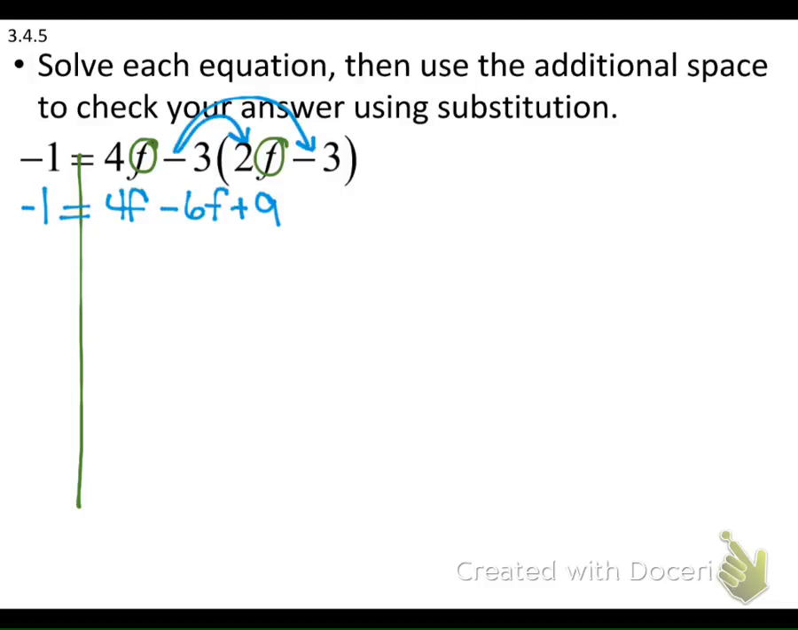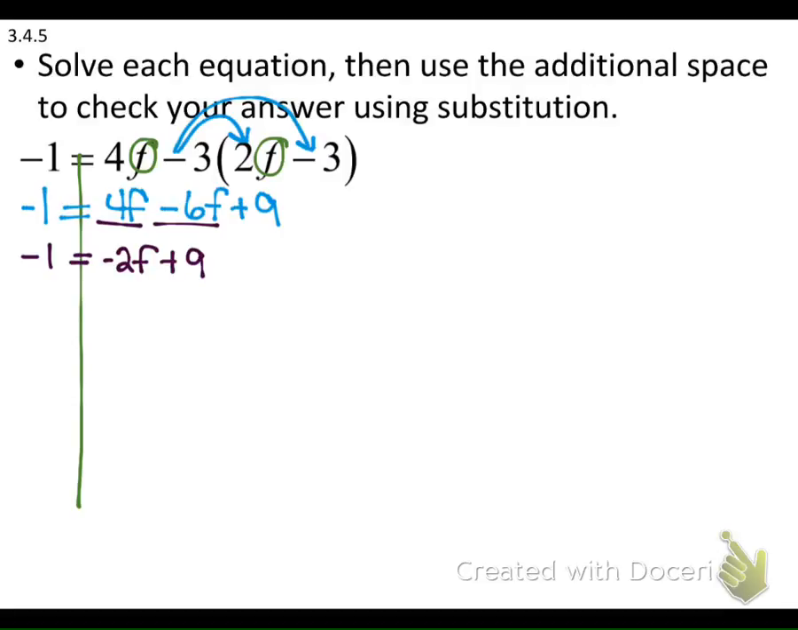After I distribute, the next step I do is what? Combine like terms. So what are my like terms here? 4f and -6f. So what's 4f minus 6f? There you go. And what do I bring on down? And what else? -1 on the left side. So after I distribute and combine like terms, the last step is just solve as usual.